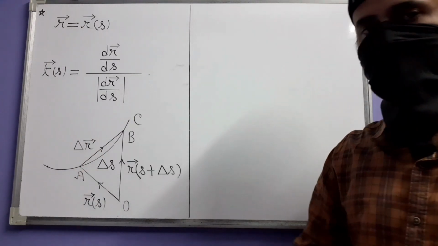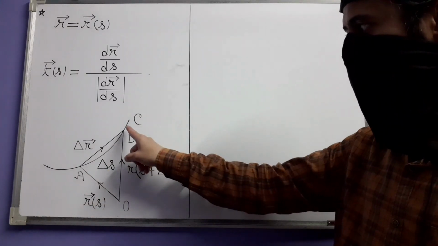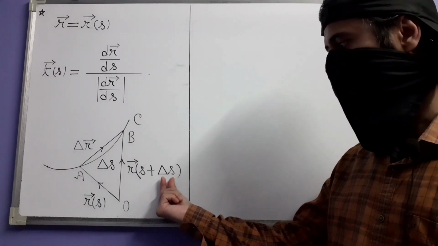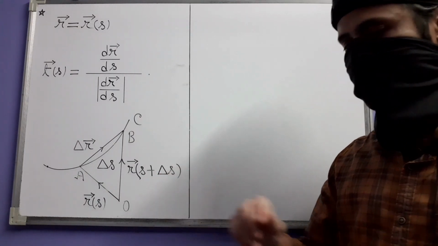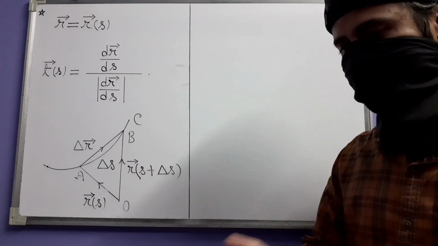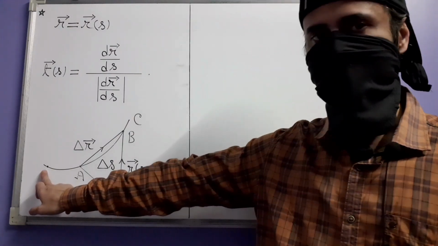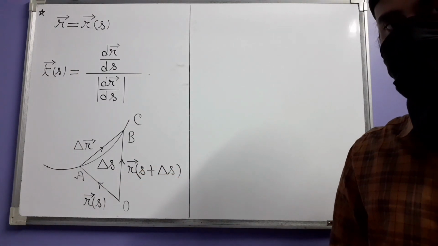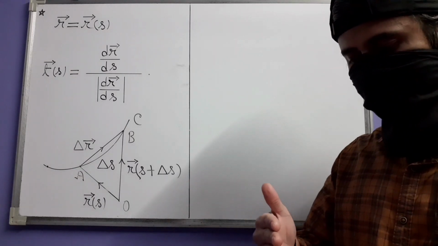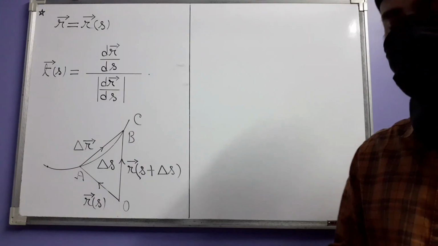So A is some point on the curve. It has the position vector r of s, and say B is a nearby point, which corresponds to s plus delta s. Delta s is some increment in s. Note one thing carefully, that s is positive. It can be 0 also if your point lies here. s is not negative, but delta s may be negative, because delta s by definition is a difference of two values of s. That can be negative depending on the situation.